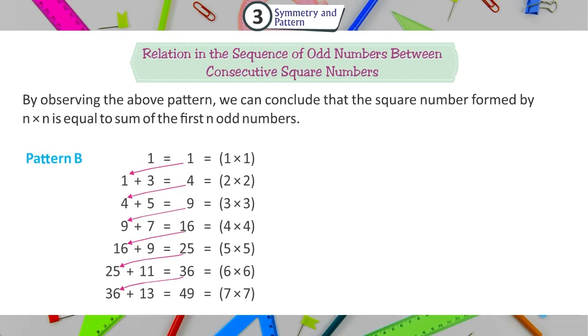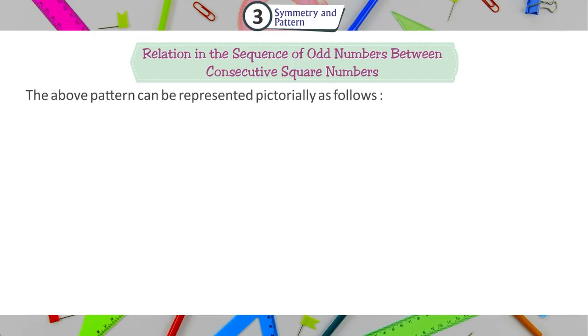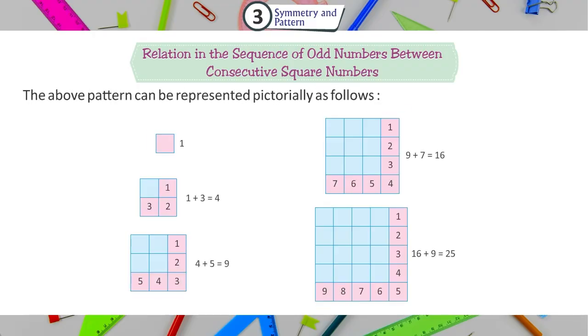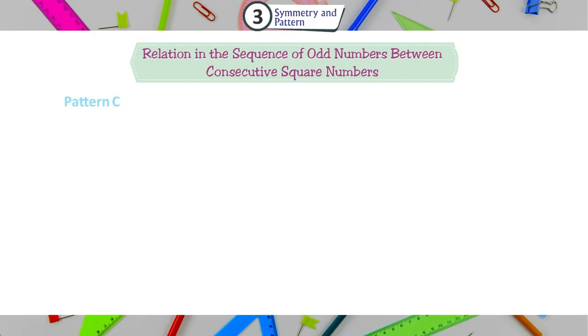Pattern B. 1 is equal to 1 into 1. 1 plus 3 is equal to 4, which is equal to 2 into 2. 4 plus 5 is equal to 9, which is equal to 3 into 3. 9 plus 7 is equal to 16, which is equal to 4 into 4. 16 plus 9 is equal to 25, which is equal to 5 into 5. 25 plus 11 is equal to 36, which is equal to 6 into 6. 36 plus 13 is equal to 49, which is equal to 7 into 7. The above pattern can be represented pictorially as follows.